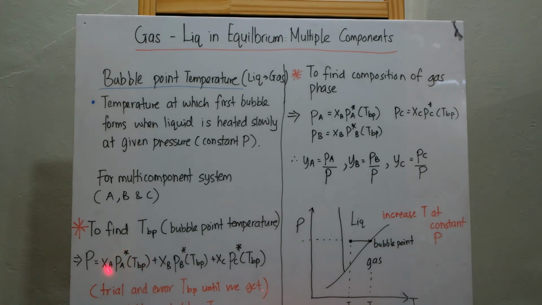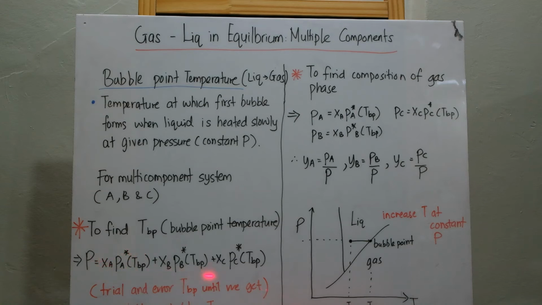This is no longer the partial pressure in the gas, but we use the composition in liquid form. So we have 3 components. XA times the vapor pressure of A at T bubble point, which we do not know, so we leave this blank. Plus XB, the composition of B, times its vapor pressure at the unknown bubble point temperature, plus XC times component C's vapor pressure at the unknown bubble point temperature.